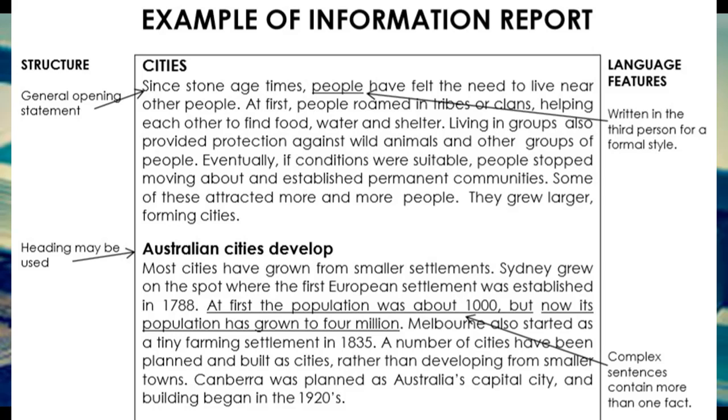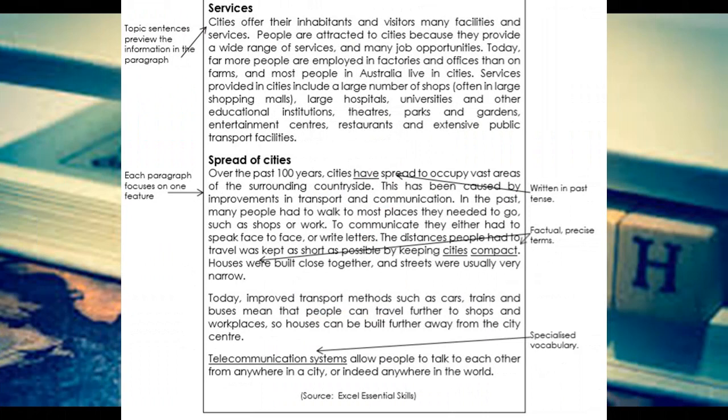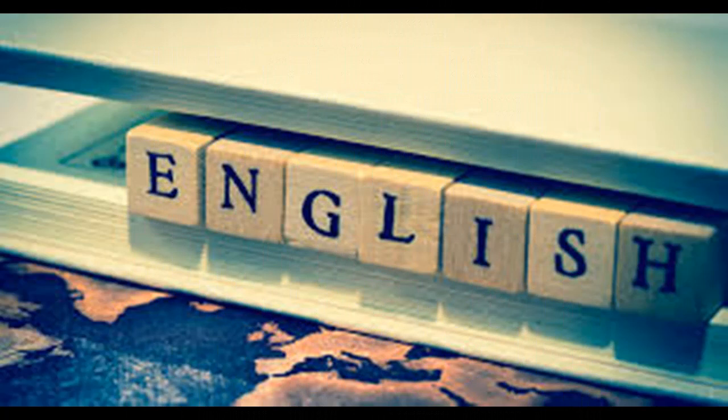Second is a series of paragraphs about the subject. Each paragraph starts with a topic sentence. The topic sentence at the beginning of each paragraph previews the information contained in the rest of the paragraph. Each paragraph should give information about one feature of the subject. These paragraphs may include technical language. Last is a concluding paragraph. This paragraph signals the end of the text. It can summarize the report.